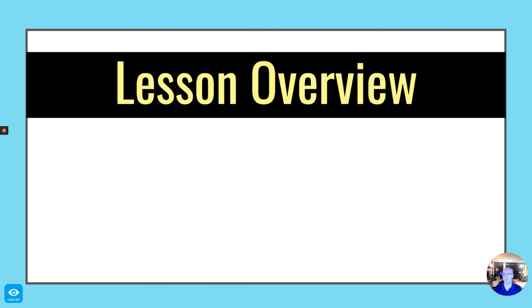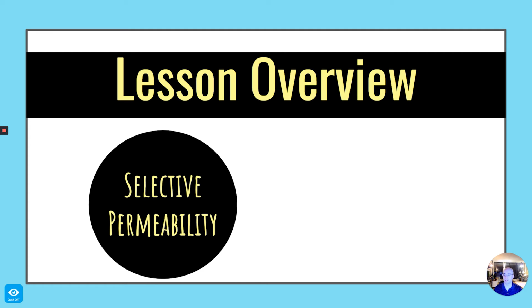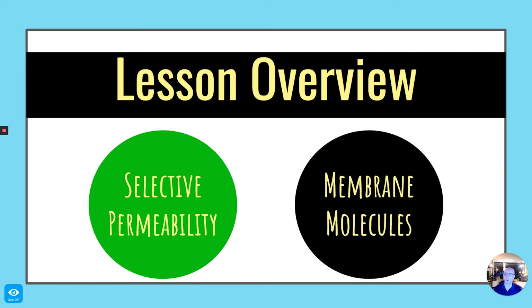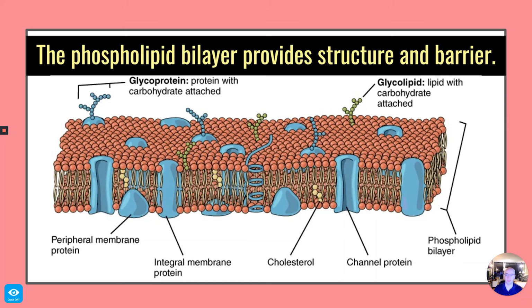So here's our overview for this lesson. First, we're going to talk about the selective permeability of the cell membrane. Then we're going to talk about what makes up the cell membrane. So first, let's mention selective permeability.